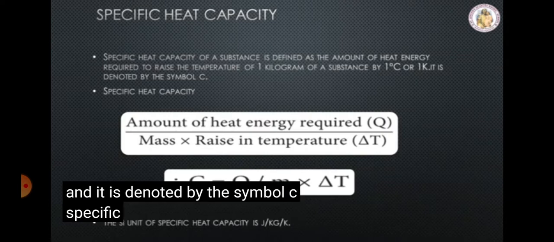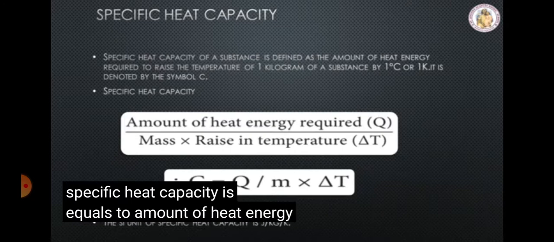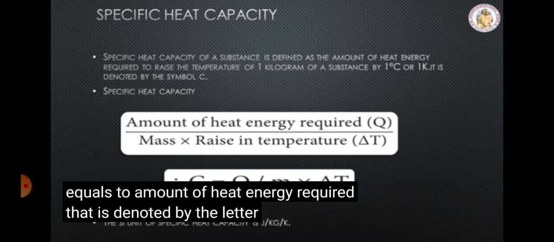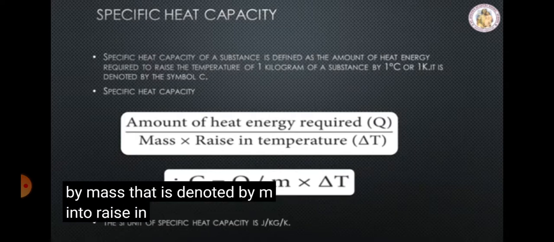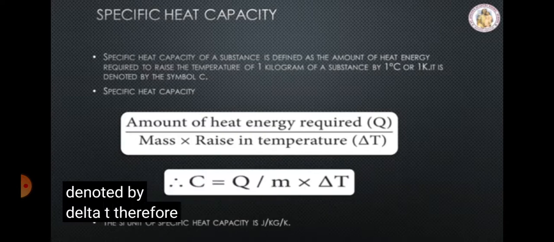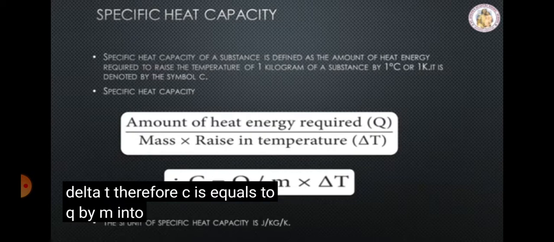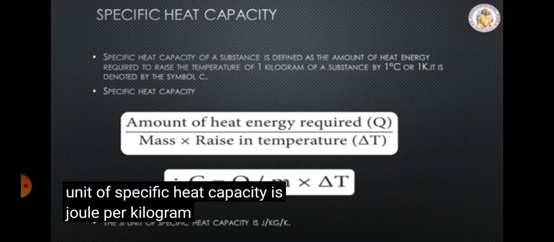Specific heat capacity is equal to the amount of heat energy required, that is denoted by the letter Q, by mass, that is denoted by M, into rise in temperature, that is denoted by delta T. Therefore, C is equal to Q by M into delta T. The SI unit of specific heat capacity is joule per kilogram per Kelvin.